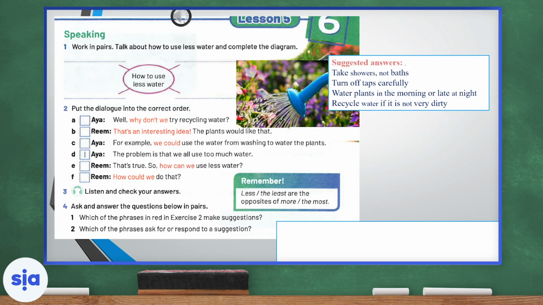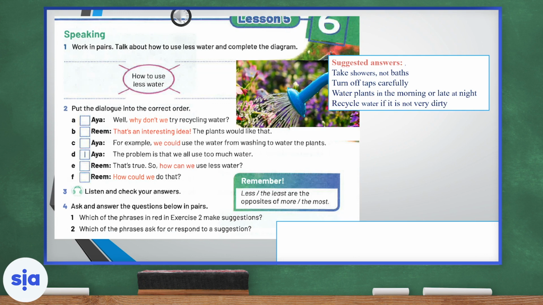We can take showers instead of baths. We can turn off the taps carefully. We can water plants in the morning or late at night. We can recycle water if it is not very dirty, such as Japan. Now, put the dialogue in the correct order. This is a discussion between Aya and Reem.